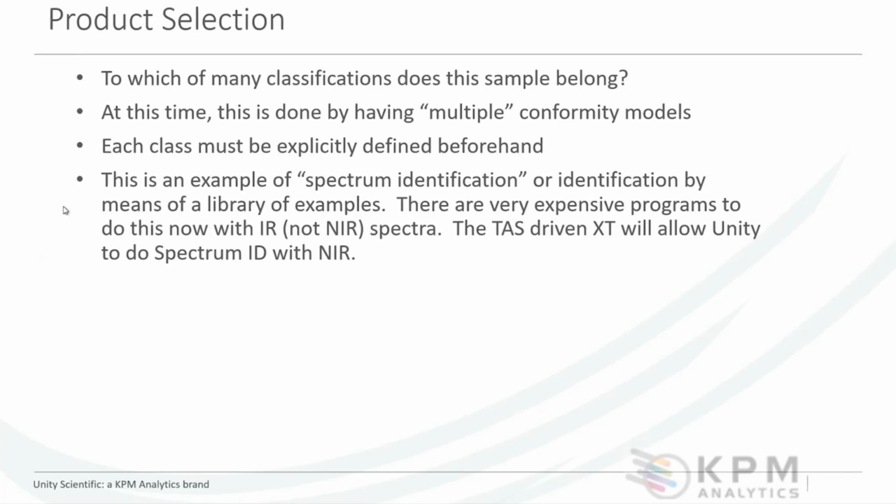Another one is product selection. To which of many classifications does this sample belong? The way that we do this right now in UScan is to have multiple conformity models, and we're looking for the one that is closest, that passes the most. For this one, you need to describe each product group explicitly beforehand. You need to know that I'm looking at 4 different products, A, B, C, and D, and you need examples of each of them.